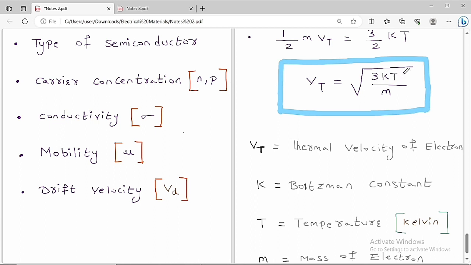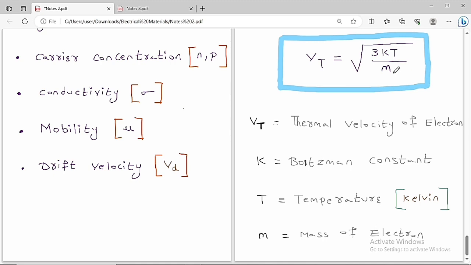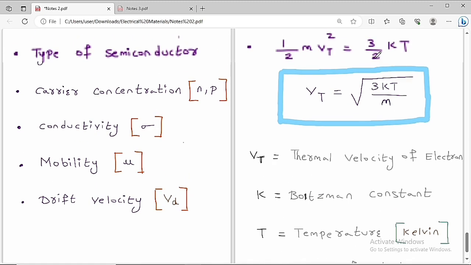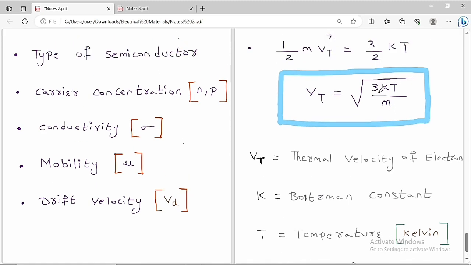It is always measured in terms of Kelvin only. Where m is the mass of the electron, and p is the degree of freedom of the electron. Basically we have 3 axes: X axis, Y axis, and Z axis. So how many degrees of freedom are there? 3. Therefore, we have a 3-dimensional system.